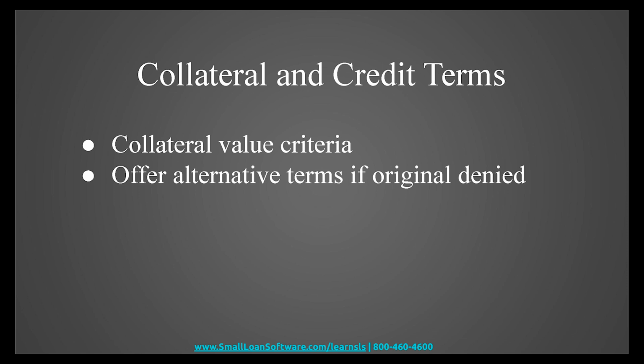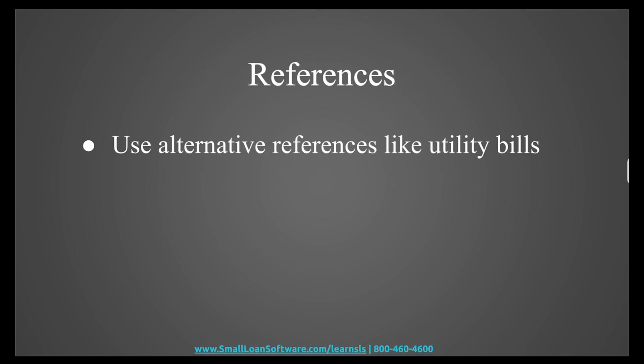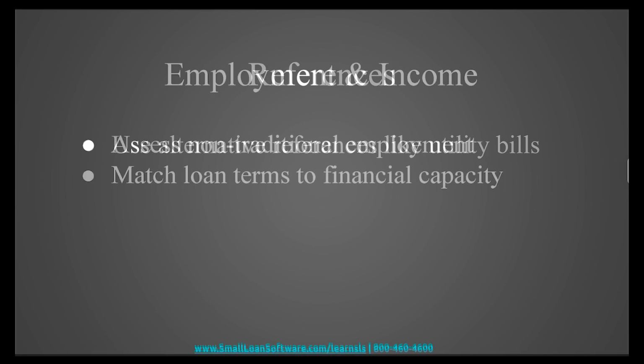Credit terms and conditions. If the borrower is denied credit under requested terms, offer alternative terms, lower loan amounts to make the loan more feasible. Credit references. If insufficient or unacceptable credit references are provided, develop guidelines to use alternative sources like rental or utility payment histories. Staff should be trained to help borrowers identify and verify additional credit references.